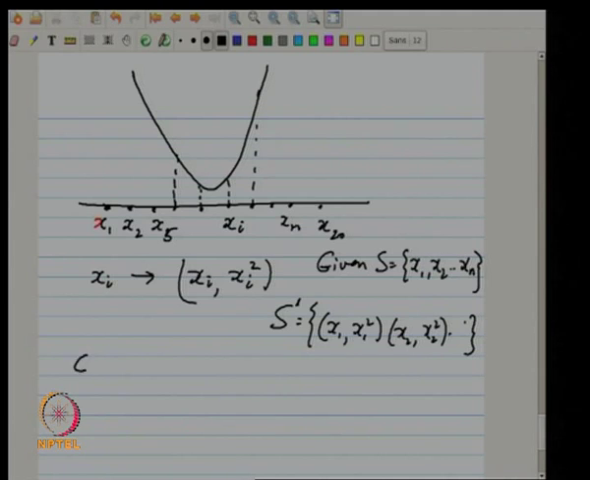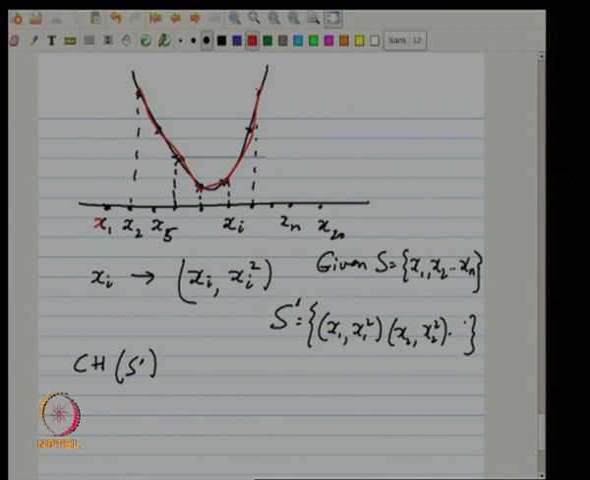Now, I construct the convex hull of S prime. What is the convex hull of S prime? All these points. What is the convex hull of this? So, all the points will be corner points. Are you convinced about this? All the points will be necessarily corner points.